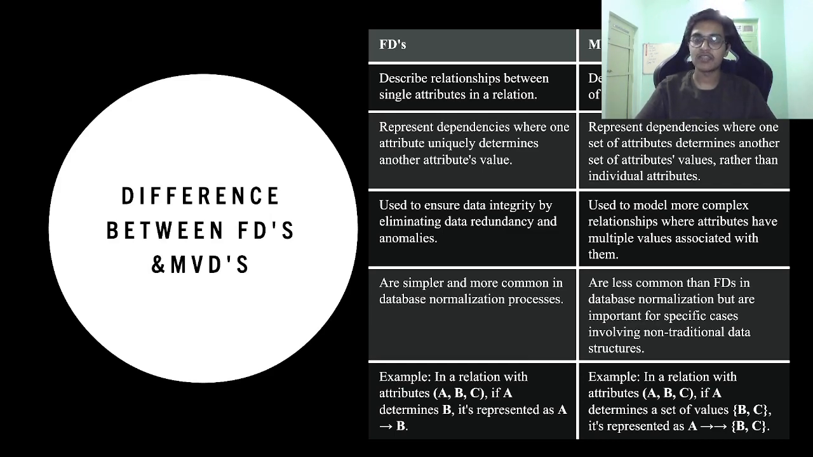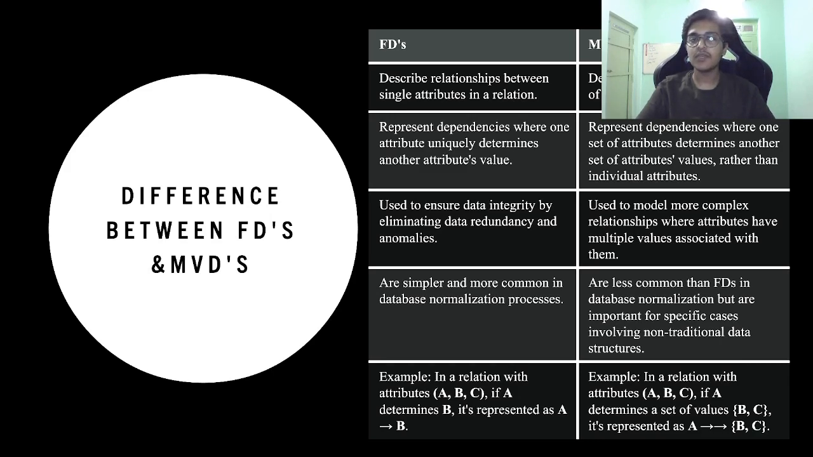Now I'm going to go on to MVDs. So this is going to describe the relationships between sets of attributes in a relation. These are going to represent dependencies where one set of attributes is going to determine another set of attribute values rather than individual attributes. The third point here is going to be used to model more complex relationships where attributes have multiple values associated with them. The fourth point here is they are less common than FDs in database normalization but are important for specific cases involving non-traditional database structures. A good example here is in a relation with attributes A, B and C, if A determines a set of values B and C, then it is represented by A arrow {B, C}, where B and C are enclosed in curly parentheses.